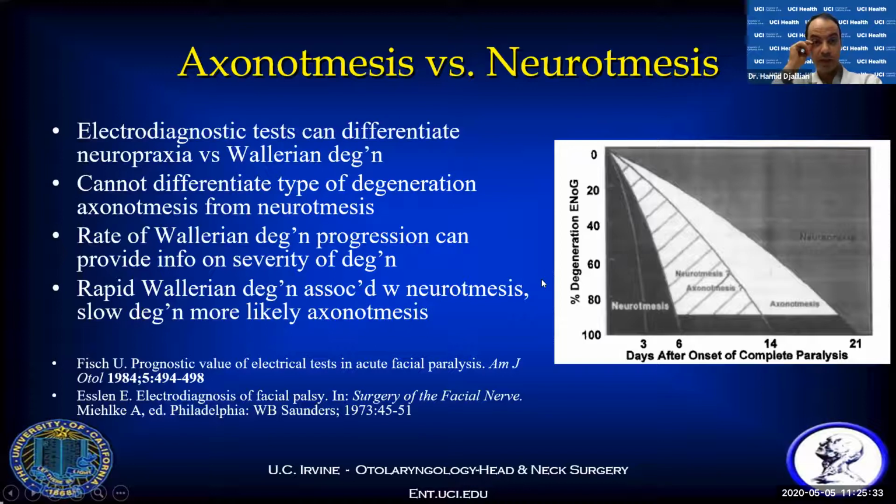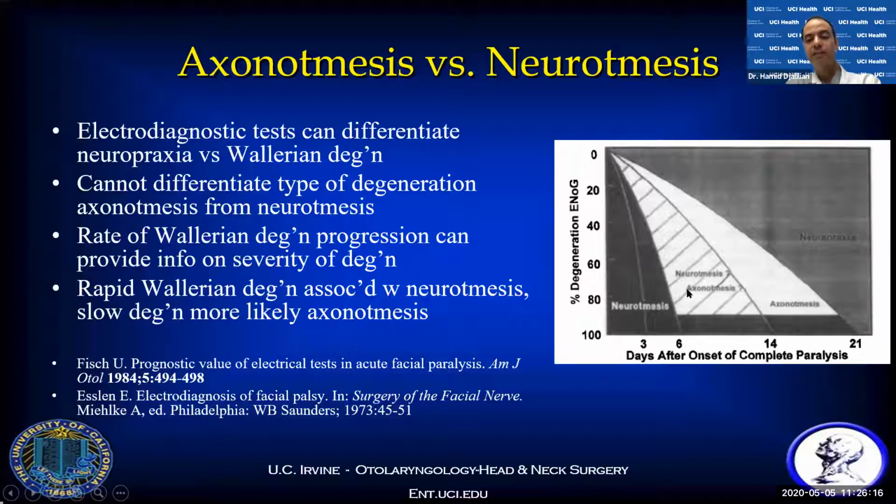And the question is, when is it axonotmesis and when is it neurotmesis? At least the electrical testing cannot 100% differentiate the two from each other. If the function on the ENOG goes down rapidly in the first few days after the onset of paralysis, then it's a neurotmesis, and so you know you're going to have a poor prognosis. If it's more than 14 days and it sort of goes down, then it's axonotmesis. So this is sort of the zone. What's in between is a problem. That's when the question is, is it neurotmesis or axonotmesis?